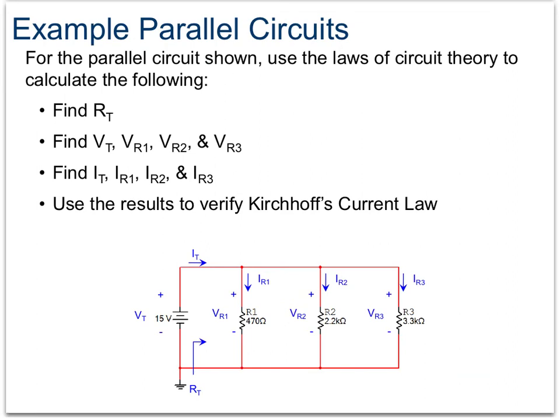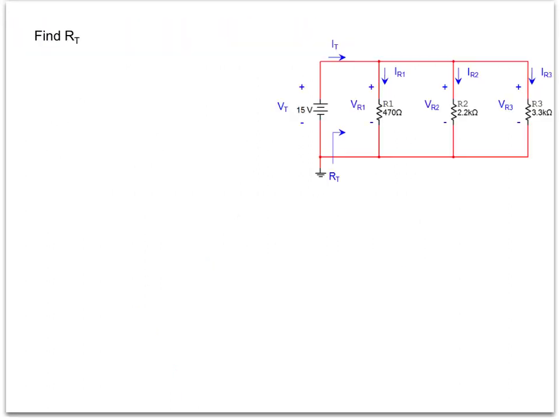So here's an example of a parallel circuit. We want to find the total resistance. We want to find the volts across each component. We want to find the current that's going through each component. And we want to take our results and verify Kirchhoff's current law. Let's first find the total resistance.